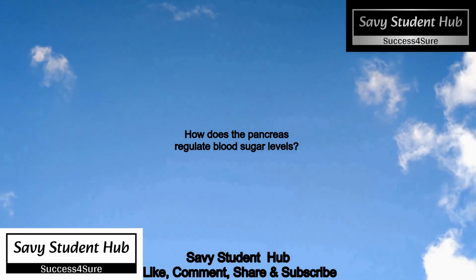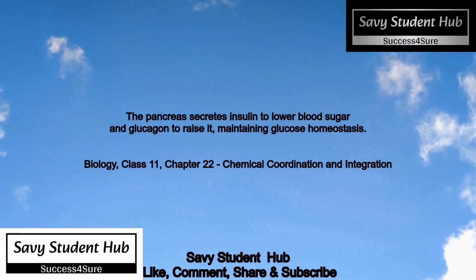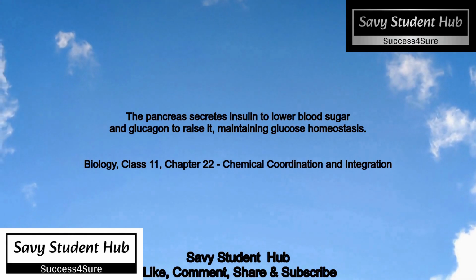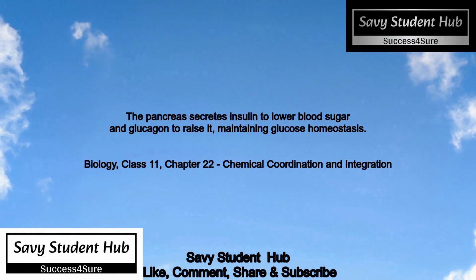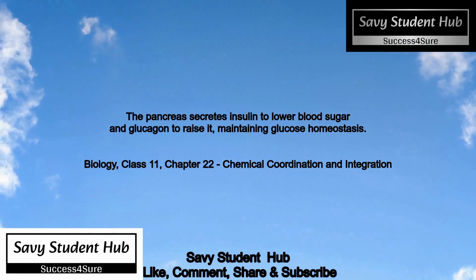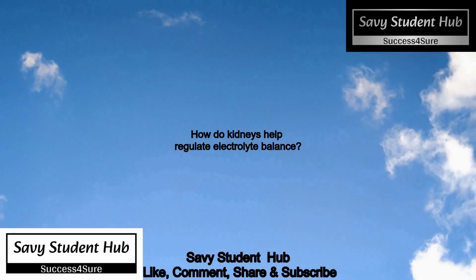The pancreas secretes insulin to lower blood sugar and glucagon to raise it, maintaining glucose homeostasis. How do kidneys help regulate electrolyte balance?